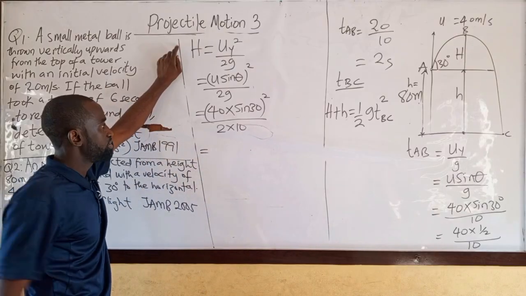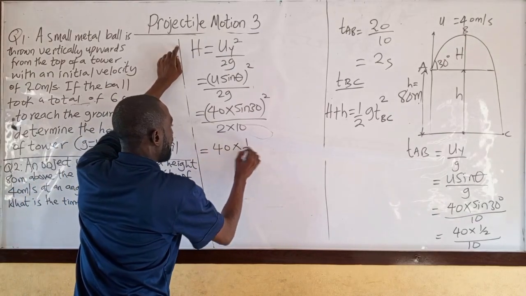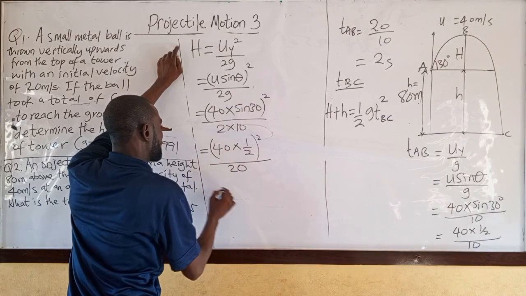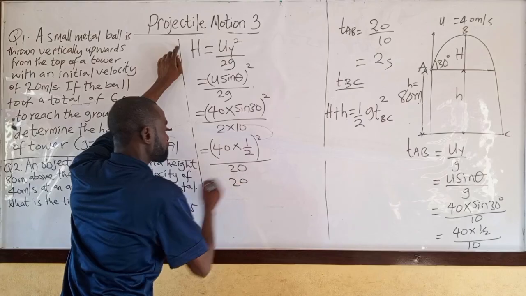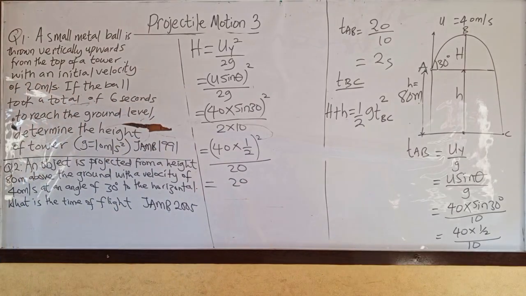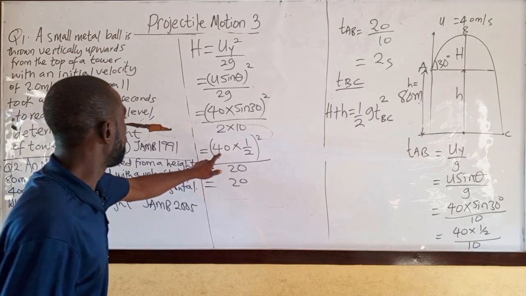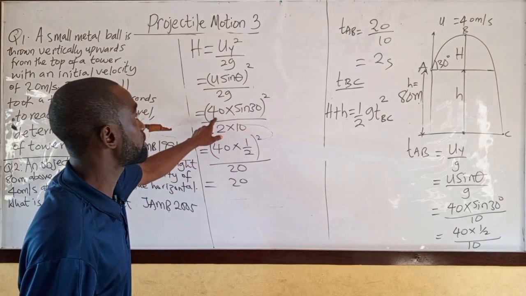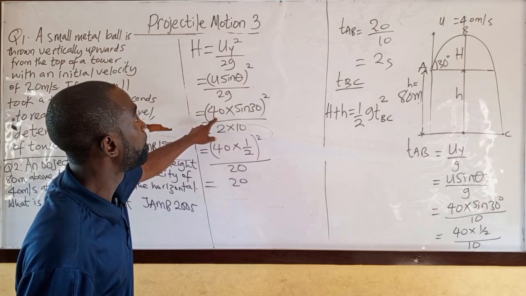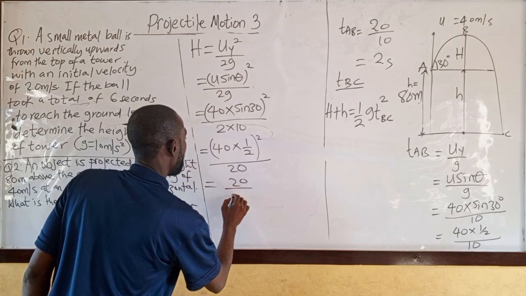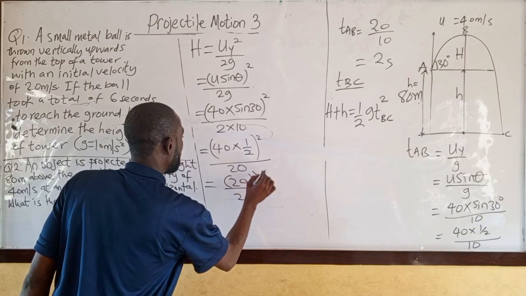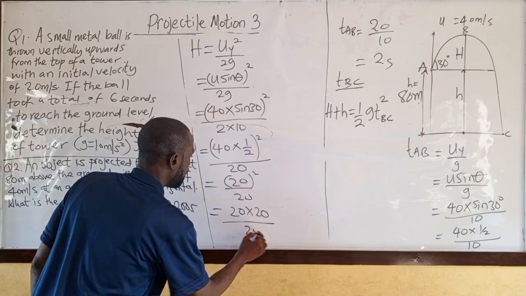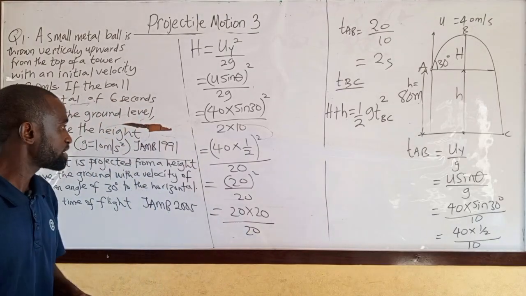So what do we have in class? We have 40 times what now? All over 2, all squared, all over 20. So what do we have here? This will be 20. Okay? So we have 20 here times g. 40 all squared all over 2 times 40. So here 20 all squared and g. So we are now having 20 times 20 all over 20. So what do I have here as our h?